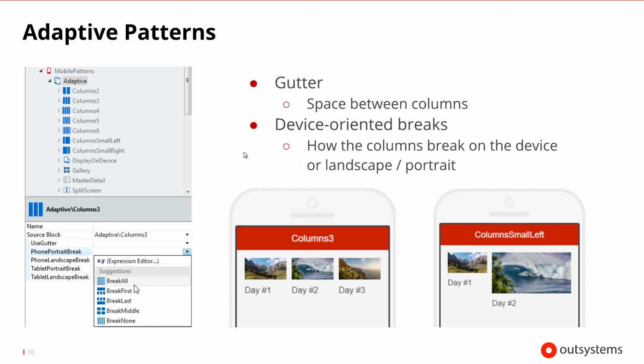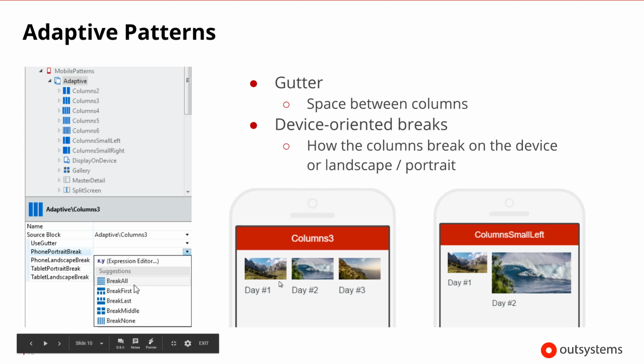When we have these types of adaptive patterns, they adapt because if we look in their properties, we can decide whether or not to use a gutter, which is the space in between the different columns. And then we can also choose how to break things when we're using the phone in portrait mode, when we're using the phone in landscape mode, a tablet in portrait mode, or a tablet in landscape mode. And to do that, we can either break all, break first, break last, break middle, or break none.